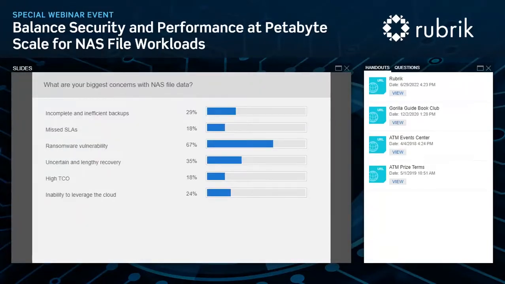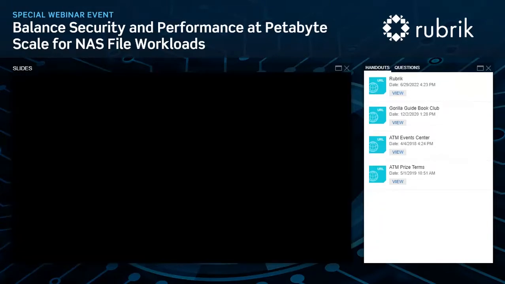So what I'm seeing here is the vast majority of you out there are concerned with ransomware vulnerability, which makes sense. That's top of mind for a lot of us right now. The next major tier, it looks like incomplete and inefficient backups, uncertain and lengthy recovery, and inability to leverage the cloud are all in the same percentile there as the major concerns. So that's interesting. That's great to hear. That's going to help Matt and Christina know how to gear their presentation today. And with that, I think I will hand the mic over to you, Christina.